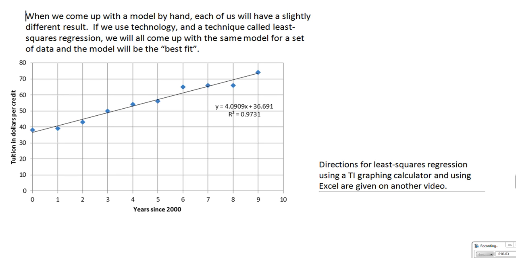So I did this particular graph in Excel, and the equation here is similar to the equation I got by hand, but it would be a better line than the one I got by hand. The directions for coming up with this least square regression line using a TI graphing calculator or using Excel are given on a separate video, so you can watch those to see where I came up with this equation.